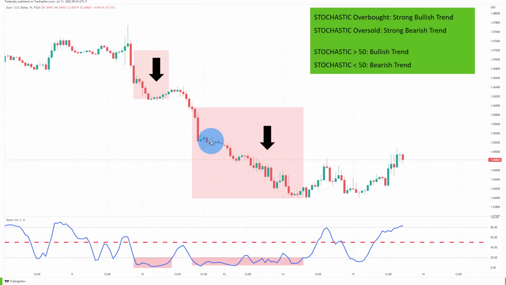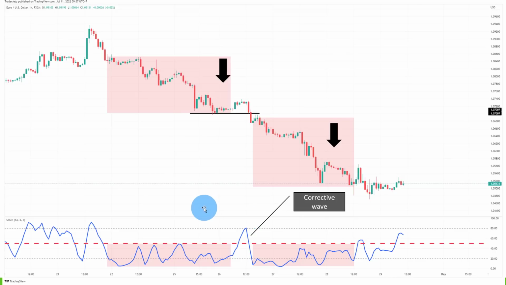And you will see the best trends, the longest trends, the strongest trends, they always move when the stochastic is oversold or overbought. And it's a very common phenomenon. You have here a strong bearish trending phase. You can see the market is moving lower. The stochastic is below 50.